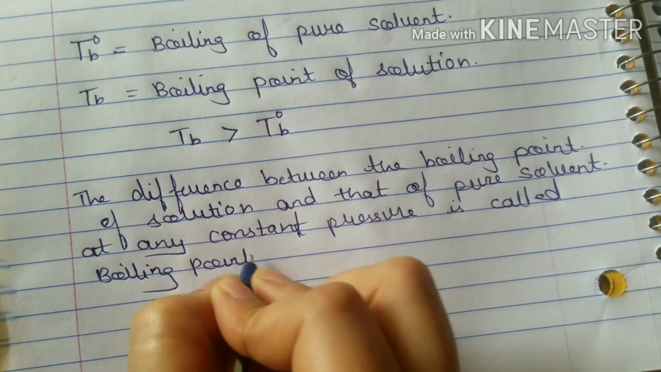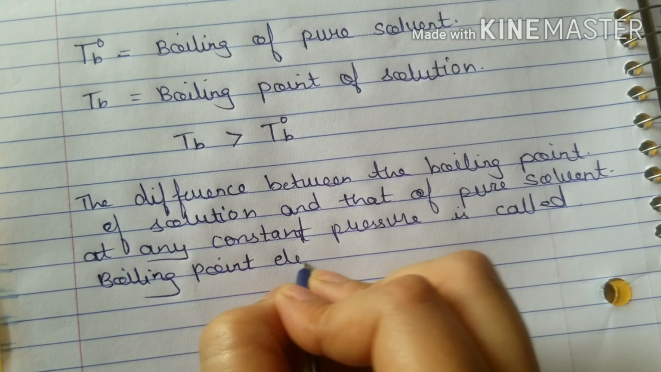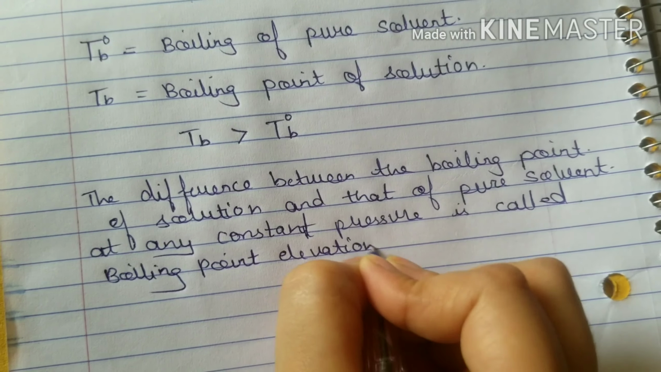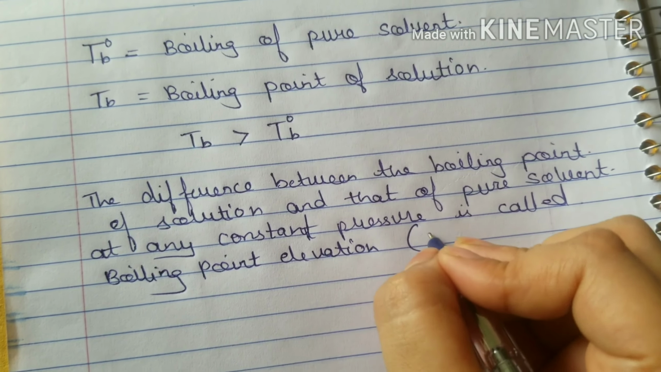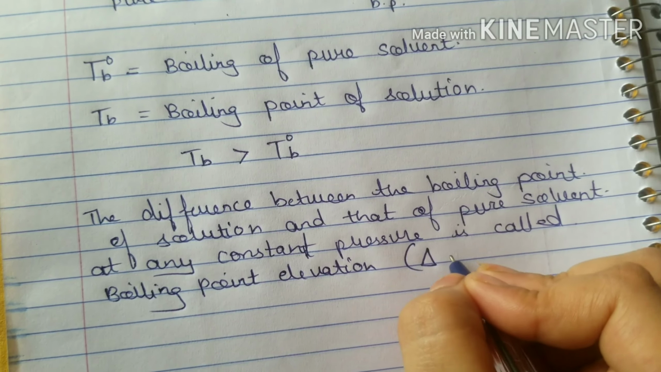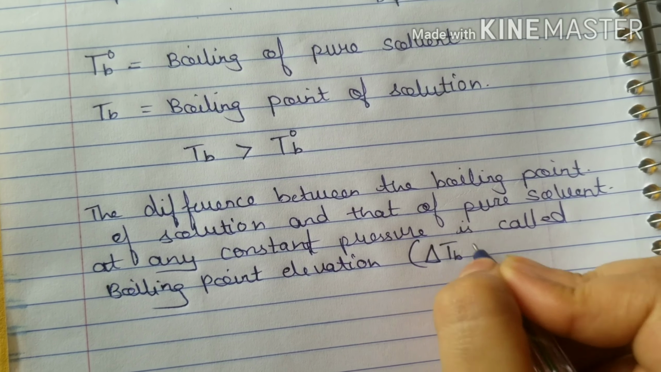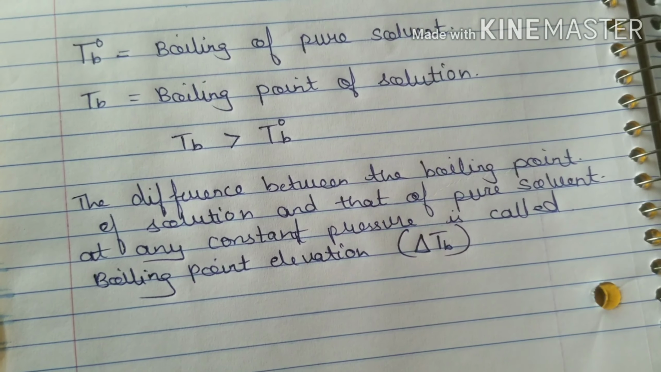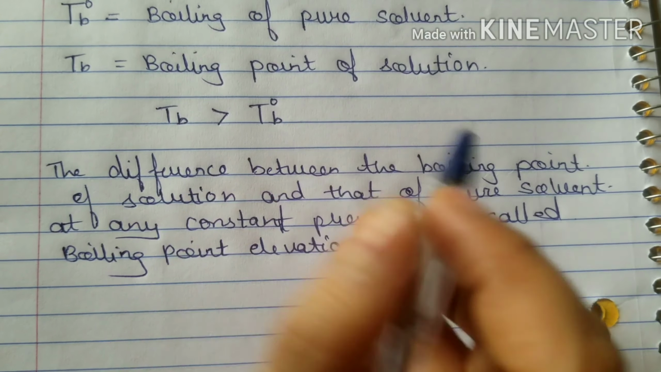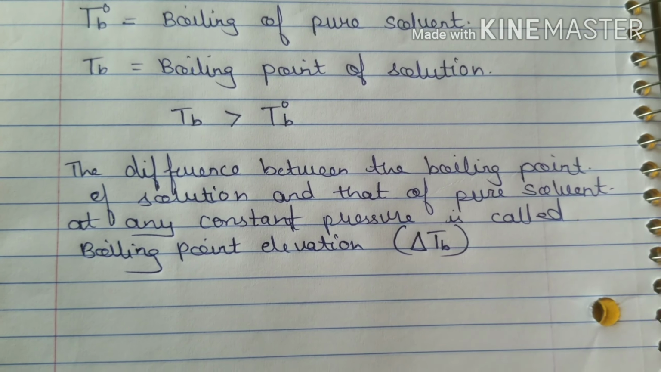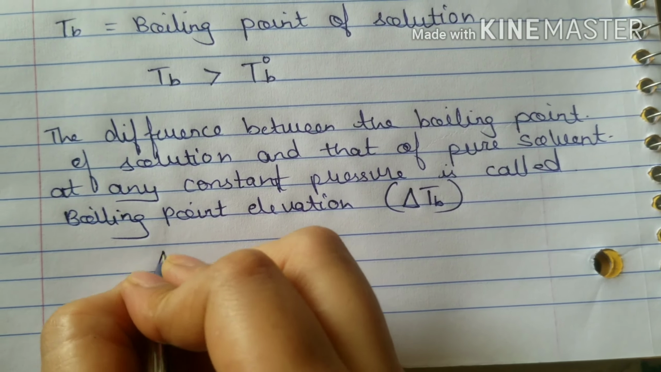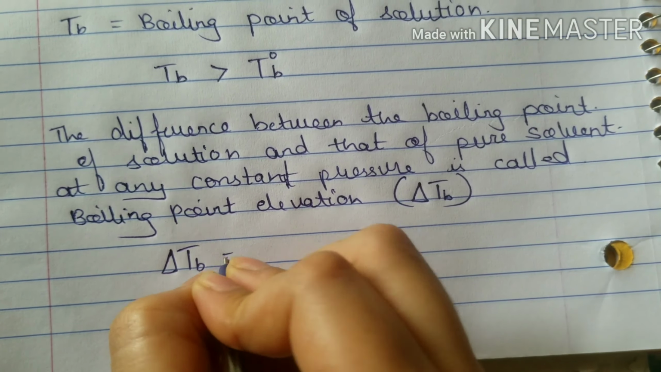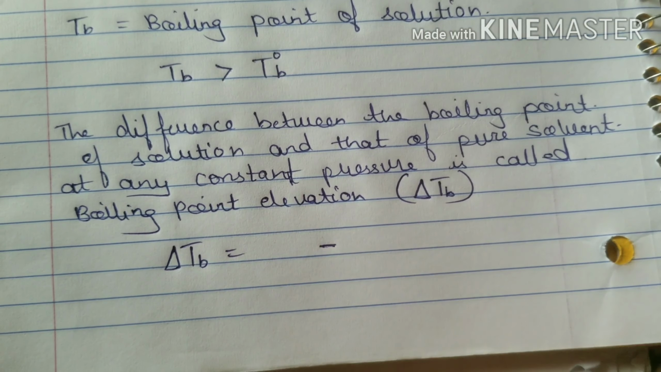Boiling point elevation, and this boiling point elevation is represented by delta TB. Okay, TB means it is the boiling point. Fine. So how are you going to construct an equation for this? So right here, boiling point equation, that is delta TB. It is a difference, which means a minus sign is going to come.